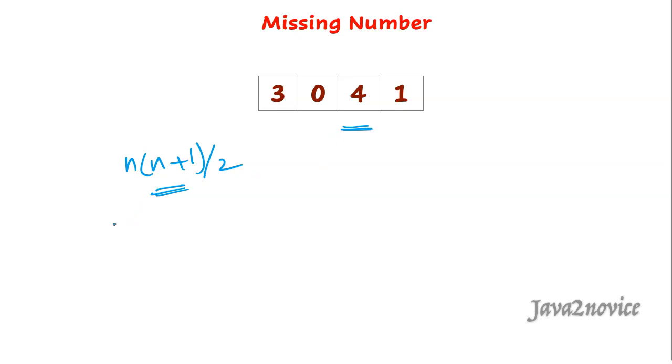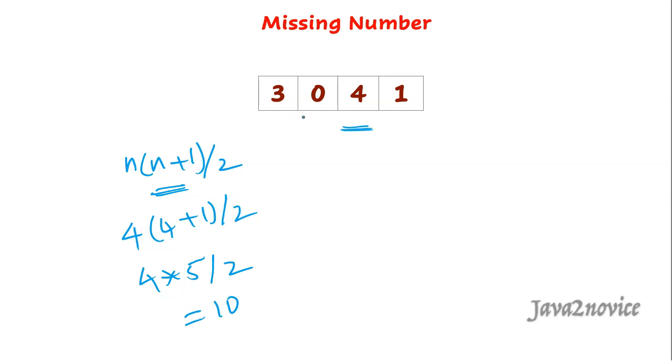Let's calculate. Here n is 4. 4 into 4 plus 1 by 2. 4 into 5 by 2. 20 by 2, which is 10. Now the sum of all the array elements is 3 plus 4 plus 1, which is 8. So 10 minus 8. So the answer is 2. 2 is the missing number. This is the answer. It is one of the optimized solutions.